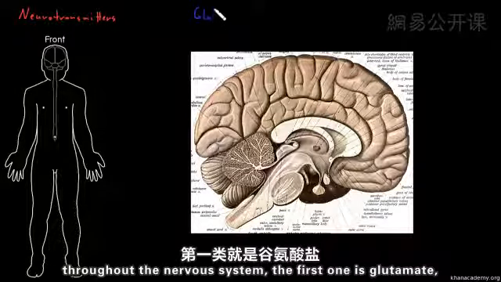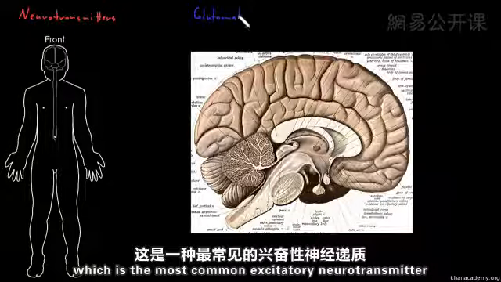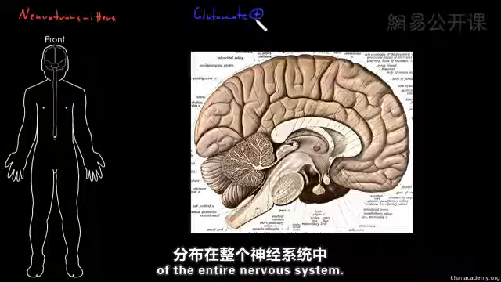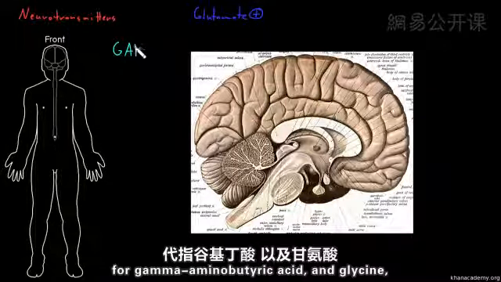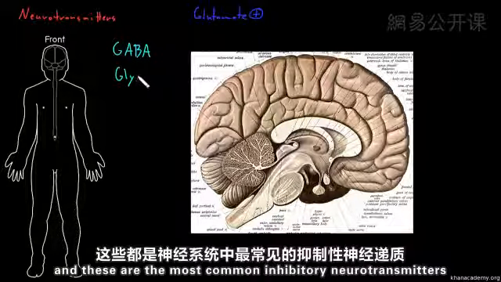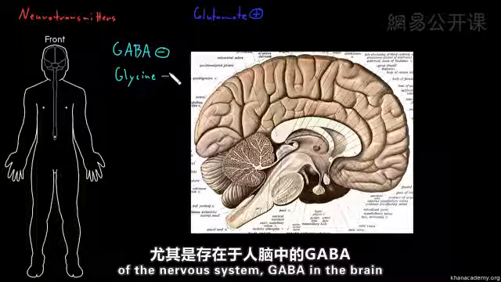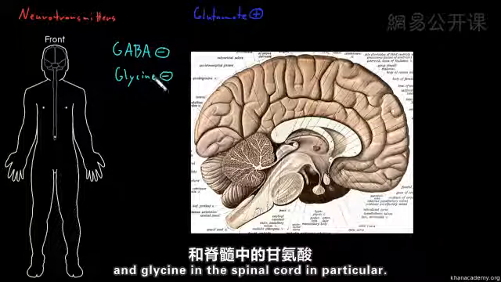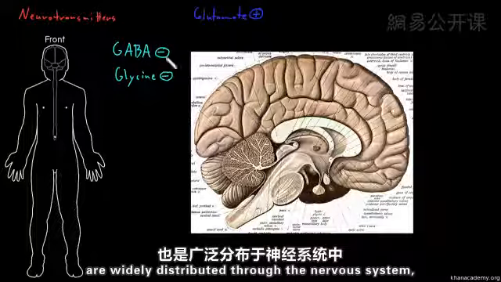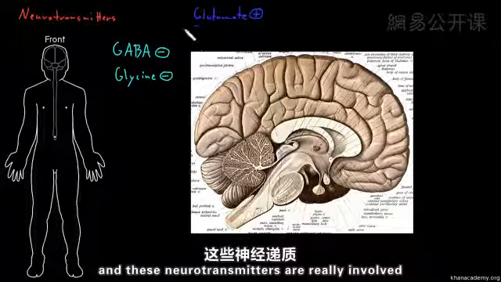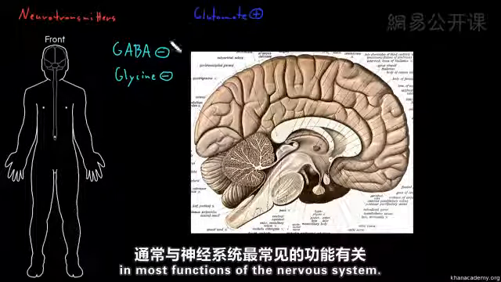For examples of some neurotransmitters that are released by neurons distributed throughout the nervous system, the first one is glutamate, which is the most common excitatory neurotransmitter of the entire nervous system. And then there's GABA, which is short for gamma-aminobutyric acid, and glycine, and these are the most common inhibitory neurotransmitters of the nervous system. GABA in the brain and glycine in the spinal cord in particular. So neurons releasing these neurotransmitters are widely distributed through the nervous system, and these neurotransmitters are really involved in most functions of the nervous system.